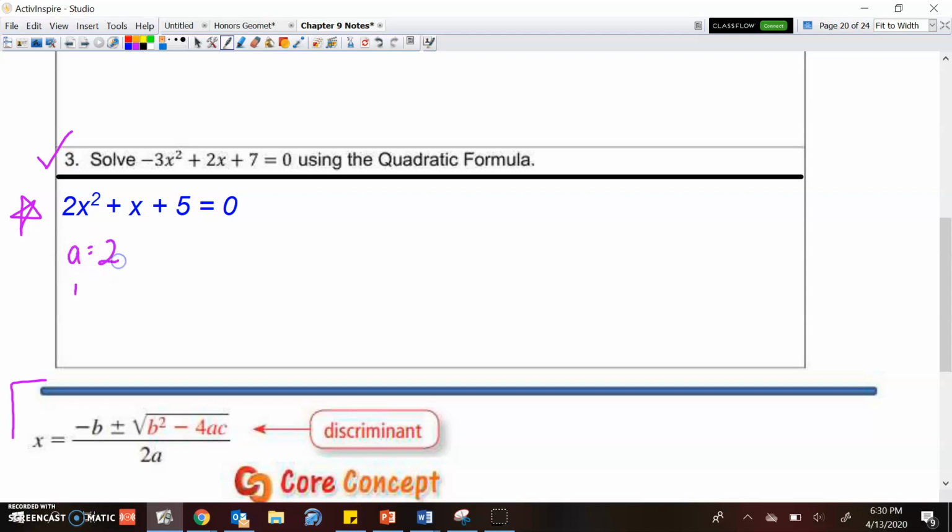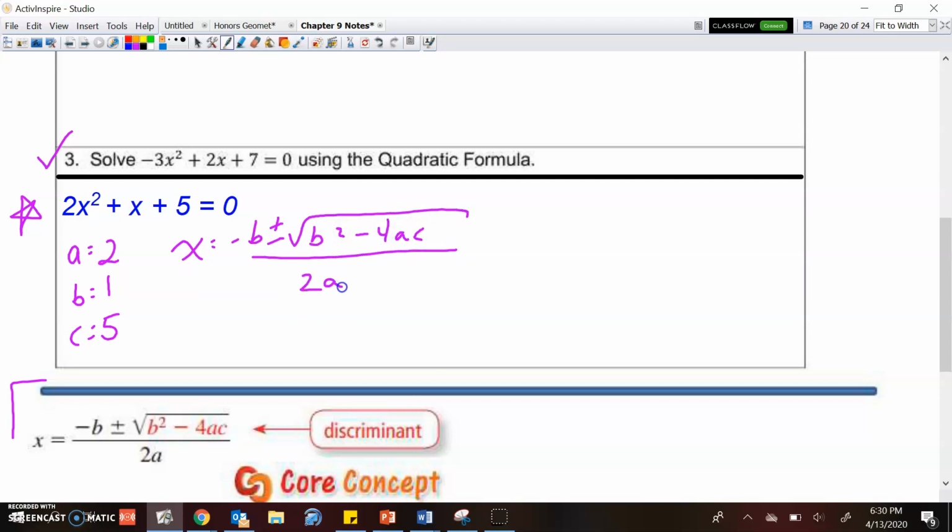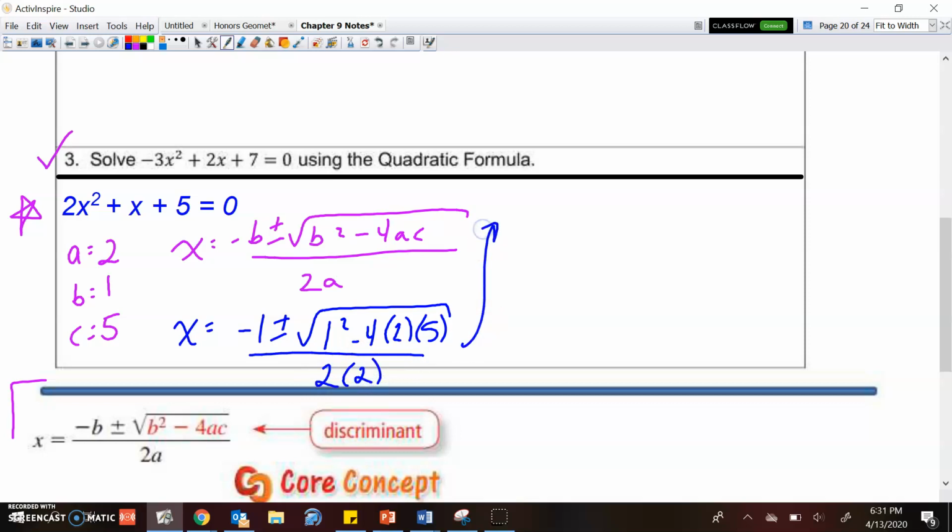A equals 2, B equals 1, C equals 5. All right, x equals negative b plus or minus square root of b squared minus 4ac all over 2a. Now when I sub my values in, I get negative 1 plus or minus the square root of 1 squared minus 4 times 2 times 5 all over 2 times a, which is 2. All right, so now I'm going to simplify.